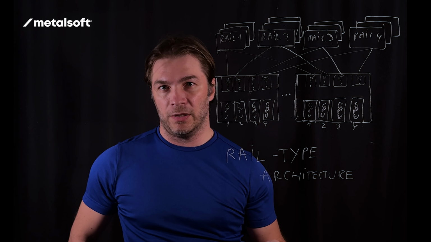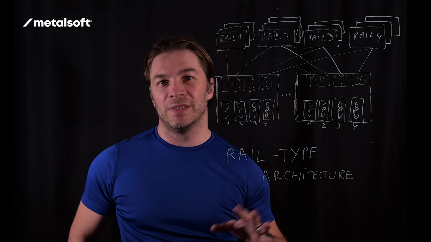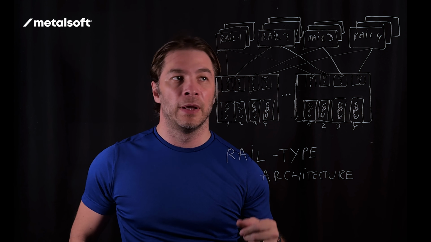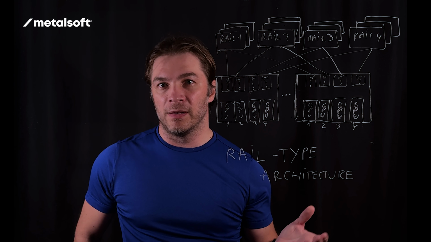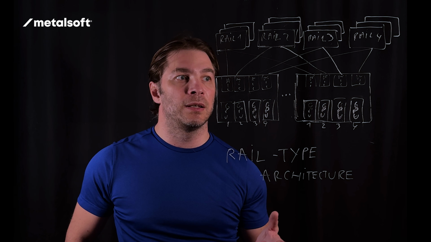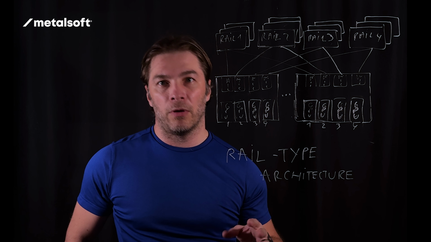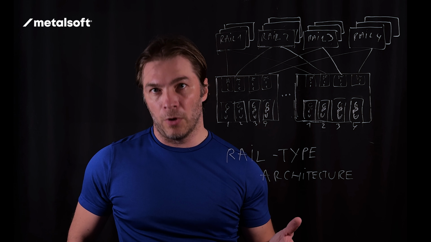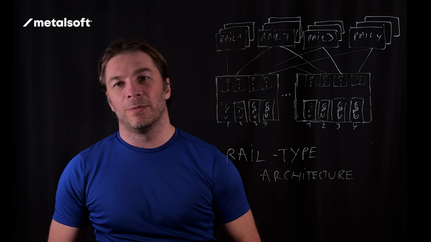I want to elaborate a bit on the concept of rail-type architectures. This is because we've added support for this type of topologies in our 7.4 version of our software, and I find them fascinating. I think many of you may already know about them, but I still think it's worth talking a bit about for those of you who don't. So, what are rail-type architectures? Where do they come from?